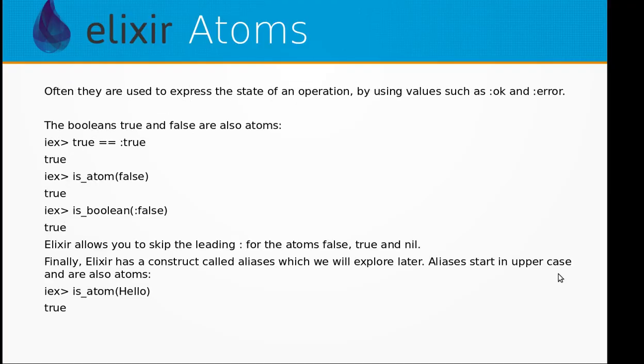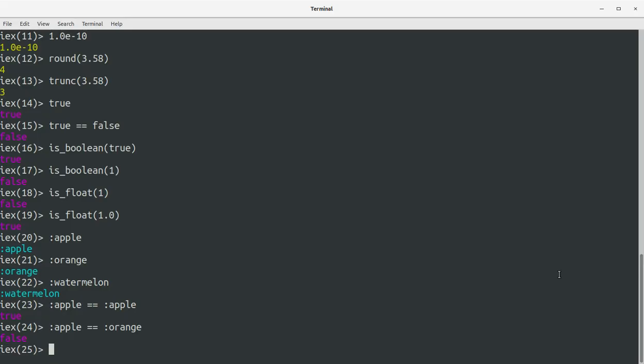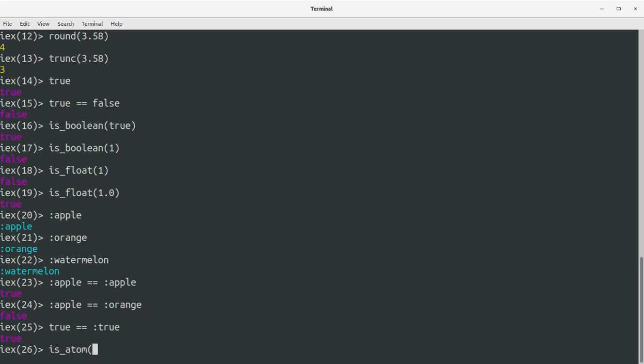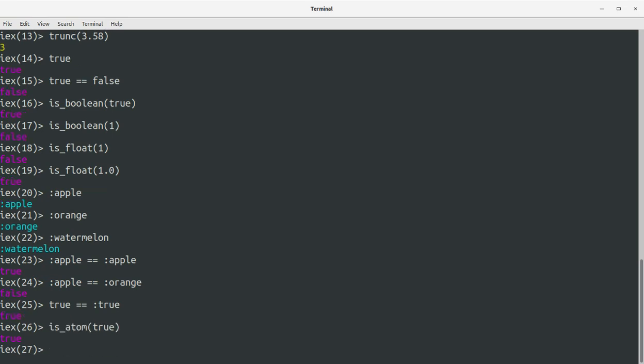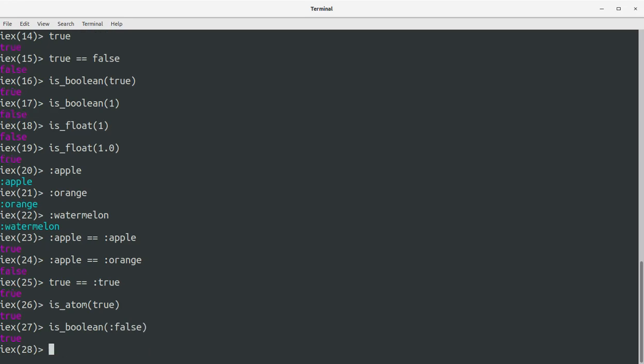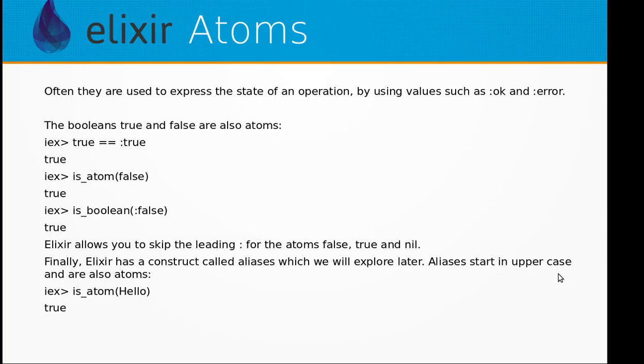Often they are used to express the state of an operation by using values such as :ok and :error. The booleans true and false are also atoms. So if I type in true == :true, I get true. And if I type in is_atom true, which is a boolean, it returns me true. And is_atom false, it also gives me true, because the booleans are also the atom data type.